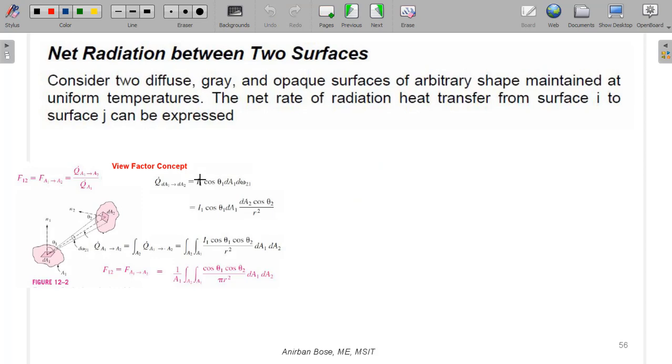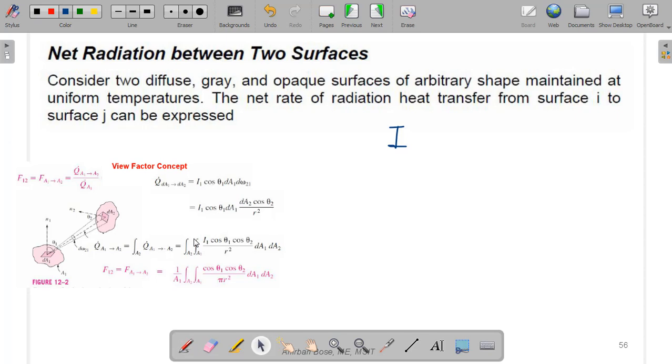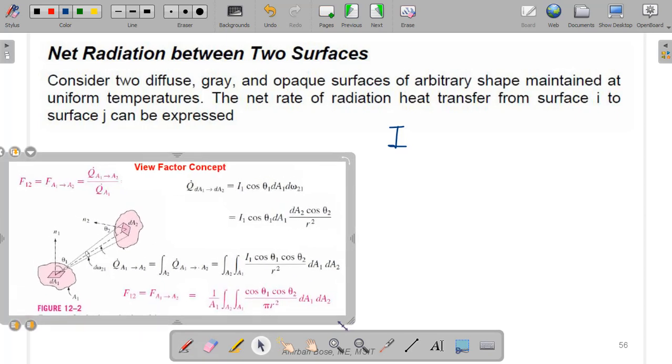Now coming to the net radiation between two surfaces if they are non-black, we are coming to that problem now. And you remember the assumptions that we have considered. The surfaces are diffuse, grey, opaque, and of uniform temperature. These are the conditions. And again consider the similar situation. The only difference here is the intensity I that we have considered.